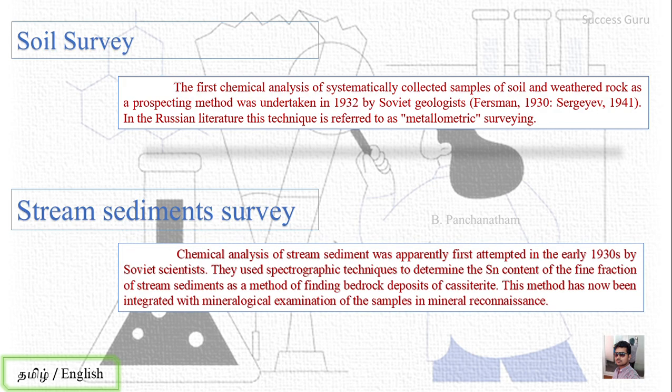The next one is the stream sediment survey, that is, the chemical analysis of stream sediments was apparently first attempted in the early 1930s by Soviet scientists. They used spectrographic techniques to determine the Sn concentration of the fine fraction of the stream sediments as a method to find bedrock deposits of cassiterite. This method has now been integrated with mineralogical examination of samples in mineral reconnaissance.